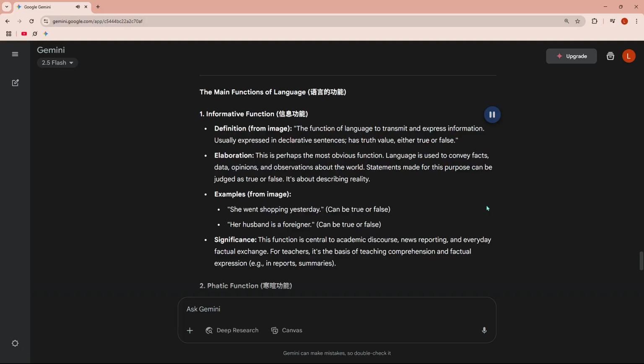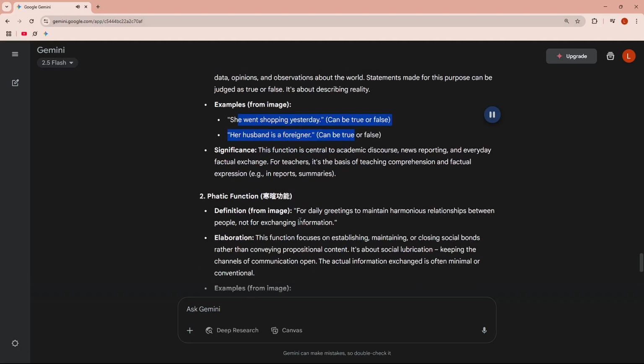Elaboration: this is perhaps the most obvious function. Language is used to convey facts, data, opinions, and observations about the world. Statements made for this purpose can be judged as true or false. It's about describing reality. Examples: from image. She went shopping yesterday. Can be true or false. Her husband is a foreigner. Can be true or false.